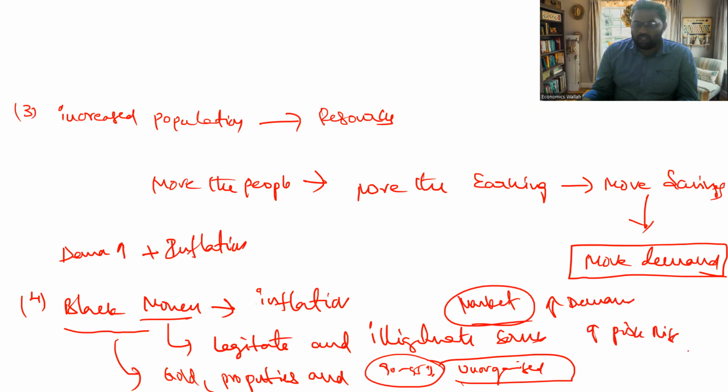So this is a very general understanding of inflation, how inflation is occurring in the economy, and what the different factors are, especially from the demand side. These are some of the few causes for demand-pull inflation. And when it comes to the second one, cost-push inflation.